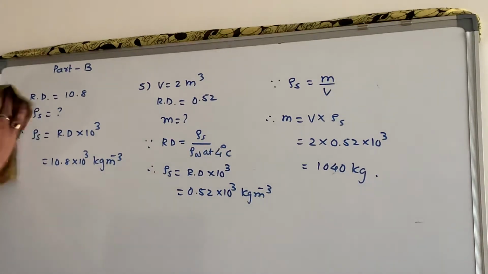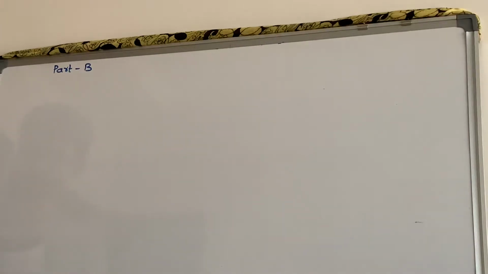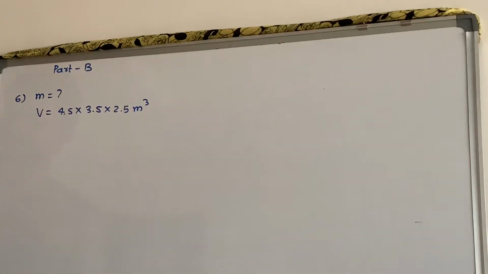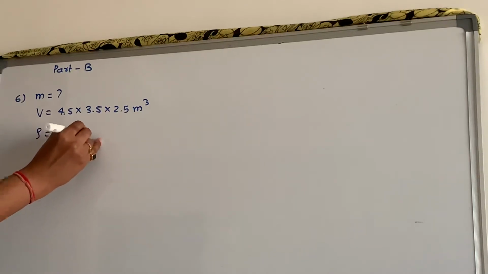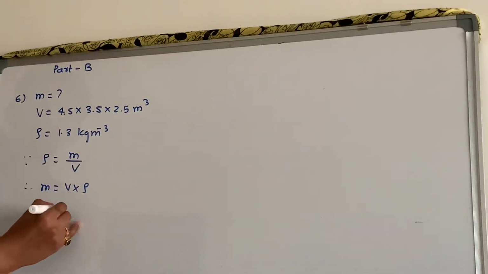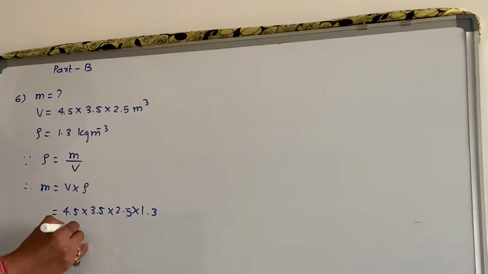Right? Check the next one, sixth one. What is given in sixth? In sixth question, calculate the mass. Volume of container is 4.5 into 3.5 into 2.5 meter cube. Density is given as 1.3 kilogram per meter cube. NTP is normal temperature pressure, that is your atmospheric pressure, regular room temperature. Now, since we know that density is mass upon its volume, mass is equal to volume into density of substance. Volume will be 4.5 into 3.5 into 2.5 multiplied by 1.3. That comes out to be 51.19 kg. This is the mass of the body.